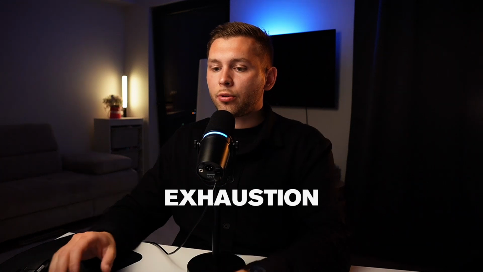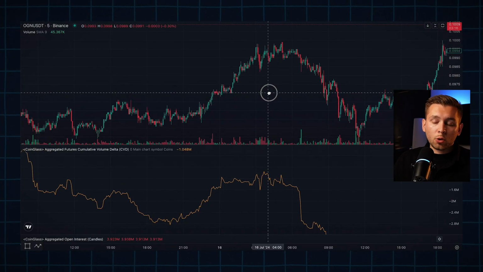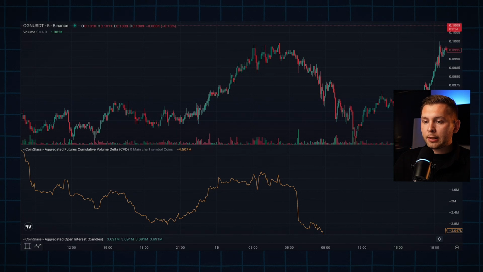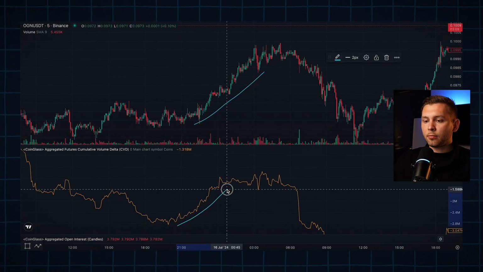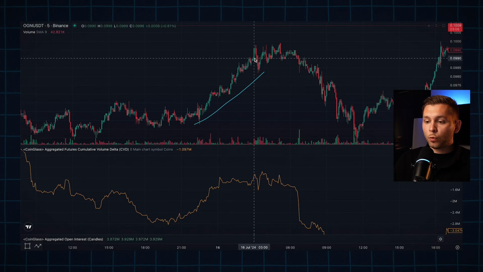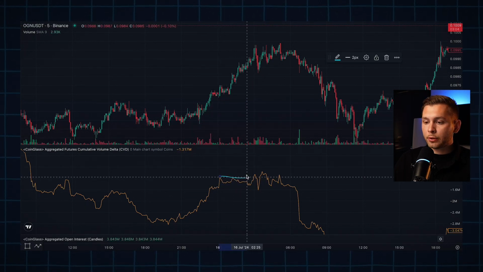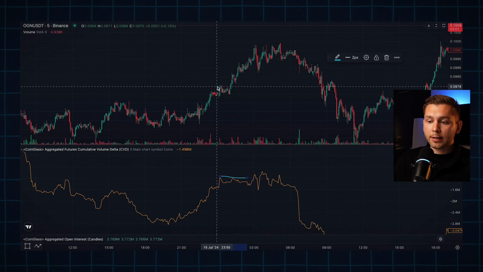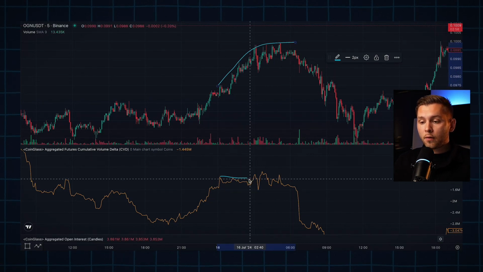Type 1, exhaustion. In front of you, the price and the cumulative volume delta of the OGN coin. We see that the price rose for some time along with the CVD, but then the buyers noticeably weakened. This can be understood by the delta, which stopped growing and updating new highs, while the price can still continue its upward movement for some time.